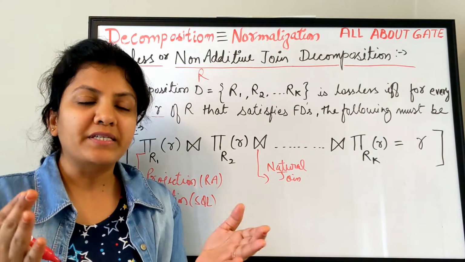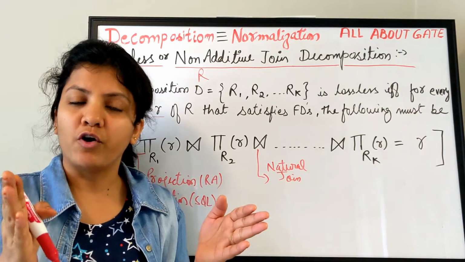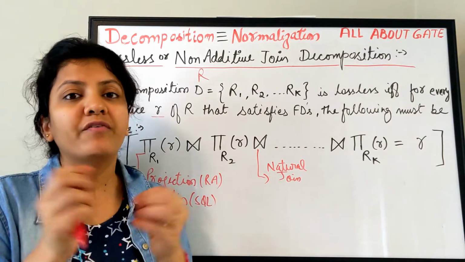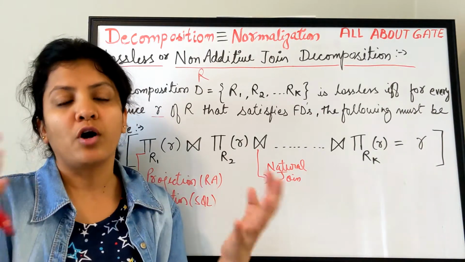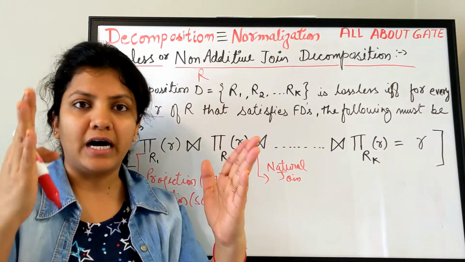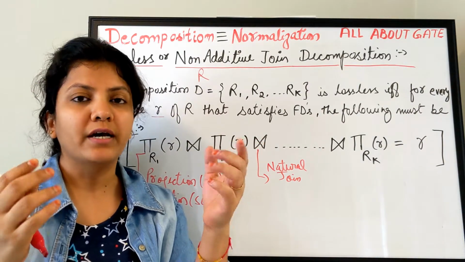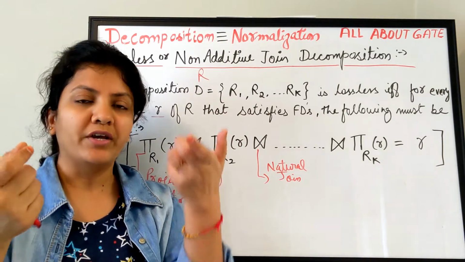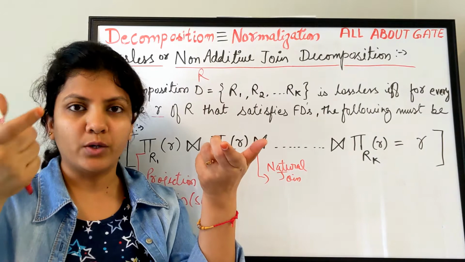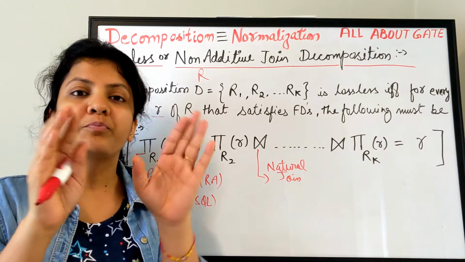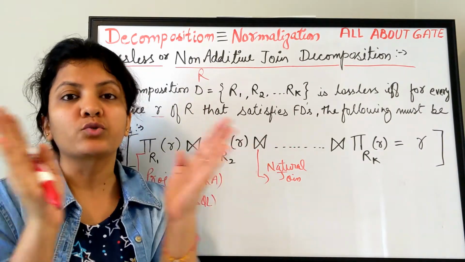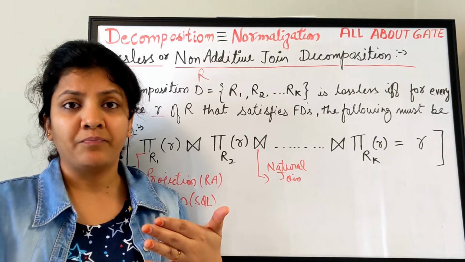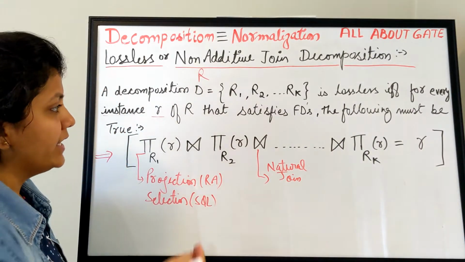Join is an operation performed over two or more tables to join them, based on some common attribute. Suppose R1 and R2 have a common attribute: R1 has AB and R2 has BC, so B is common. Based on the common attribute B, these two tables will be joined, and the resultant will have ABC. That is what we are trying to say in this statement.